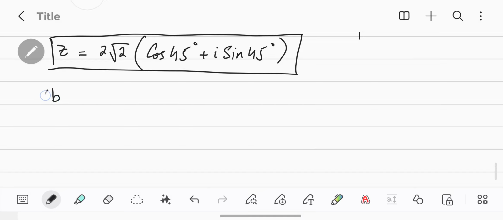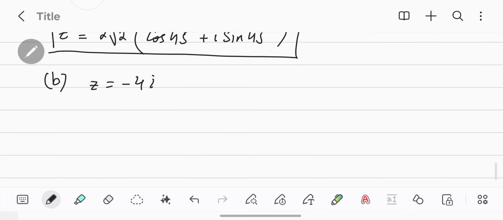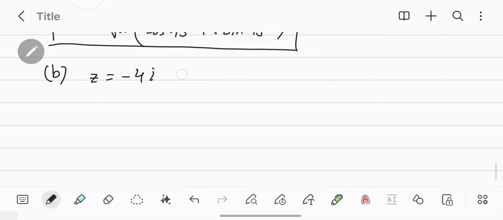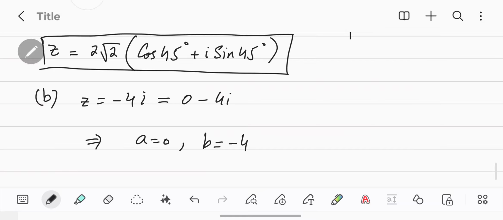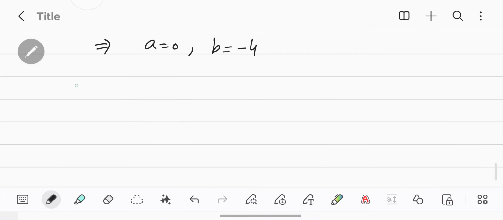If I solve part B of this question, in part B I have z is equal to negative 4 iota. If I write it in a plus b iota form, I can write 0 minus 4 iota. So here, a is equal to 0 and b is equal to negative 4. So that means my a and b are found. Our first task is to find a and b. Now we will find the modulus.